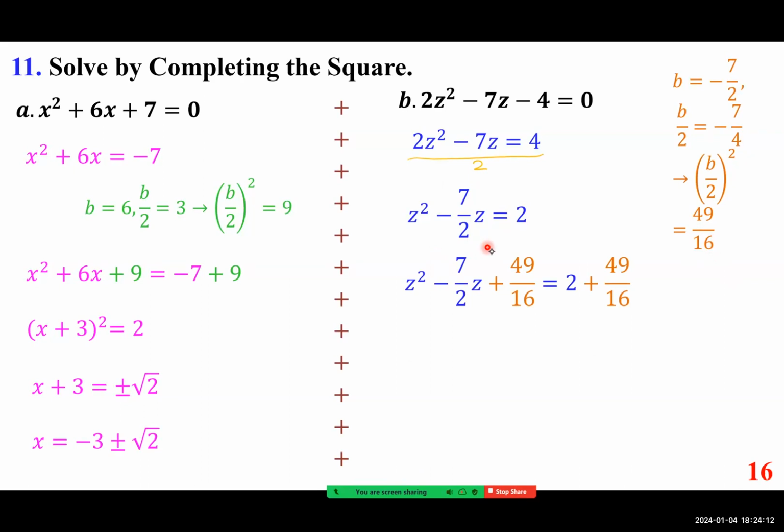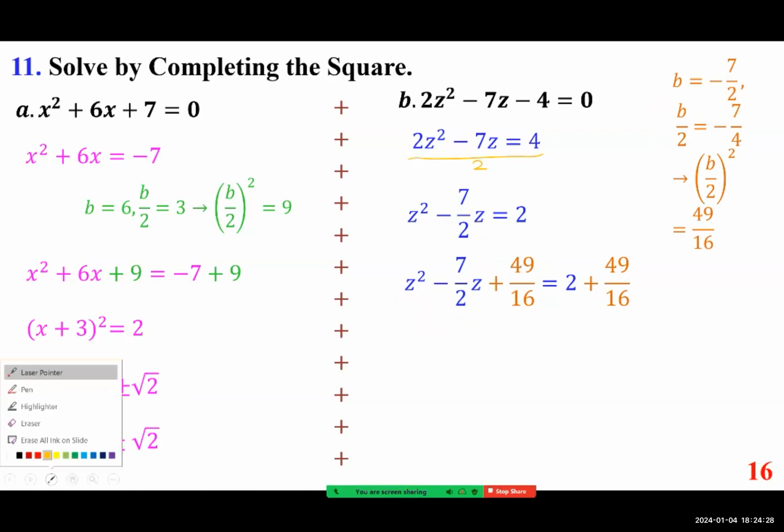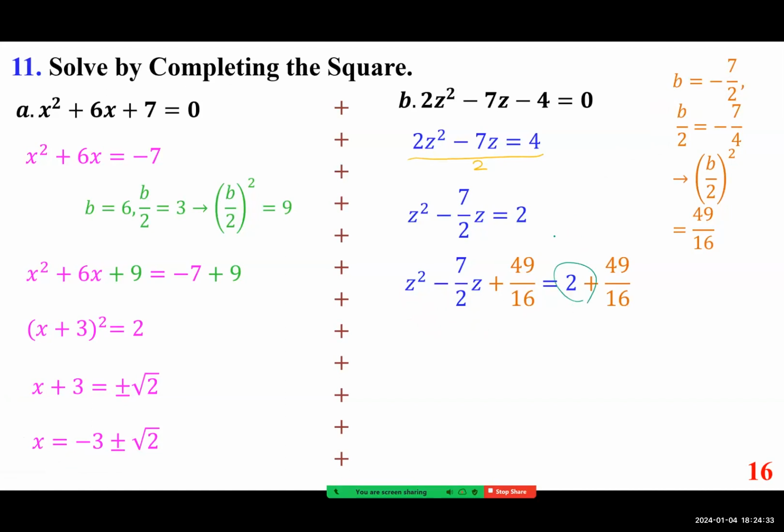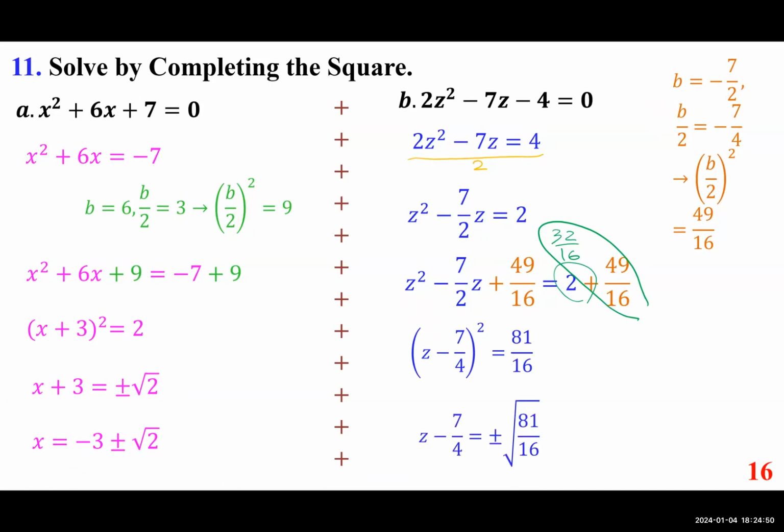So what happens? Well, this side is x plus b over 2 squared. In this case, b is negative, so minus 7 halves squared. What about the right side? You change the 2 to 32 over 16, so you can add this up, you get 81. So 81 over 16. If you take a root, the left side just comes out, and the right side is plus minus the square root of 81 over 16.